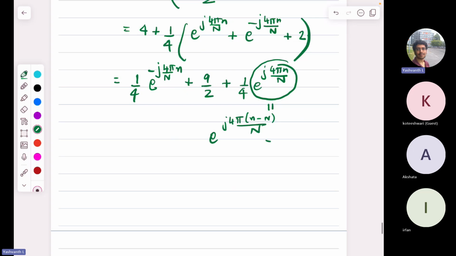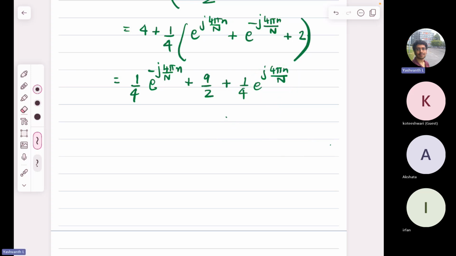That's because you can write this as e power j 4 pi n by capital N into e power minus j 4 pi. E power minus j 4 pi is nothing but... maybe the other way to do is not this way. We will take this, we will concentrate on this.